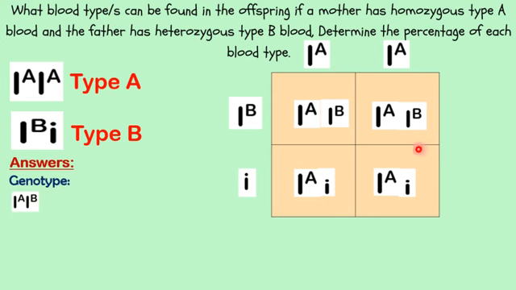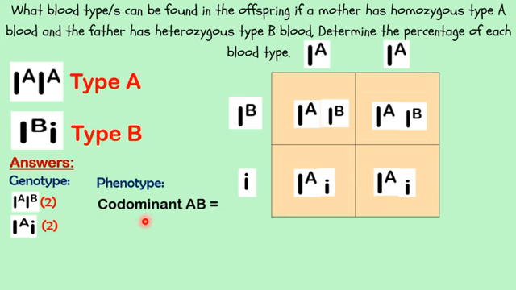For the genotype, we have IA and IB. How many? One, two. So write it down. And then IA and a small i. There are also two offspring who have IA and i. And write down the corresponding phenotype. It is obvious that this is codominant type AB, wherein both A and B are expressed. That is why they are called codominant. And IA, small i, is heterozygous type A, since we have one dominant and one recessive here, and there are two. So we are done with genotype and phenotype.